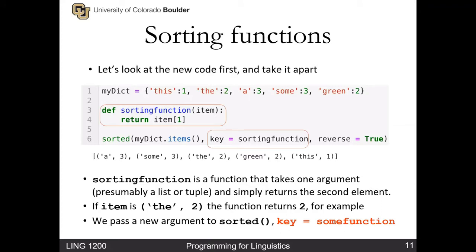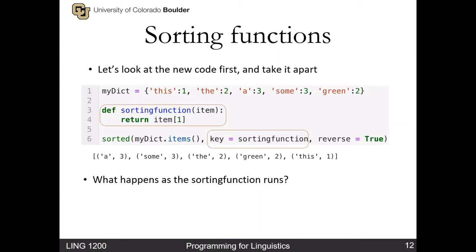So we can pass this new argument, this key, this custom argument, as we've seen here: key equals some function. We have this sorting function, and we pass it the name of the function. So that's a new syntax to sorted. We've created a function, and then we're passing the name of the function to key.